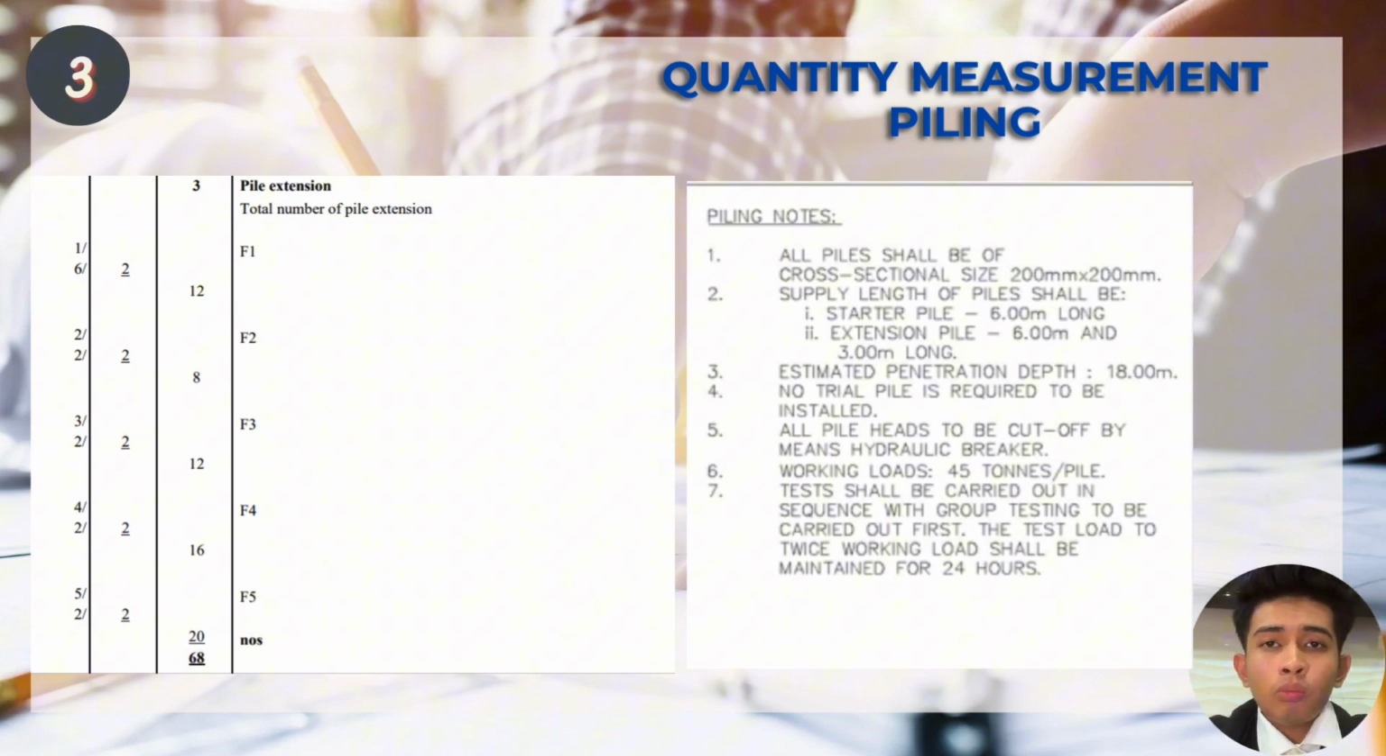So for the second column, we take a 2 because, as you can see in the piling notes, it mentioned that there are 2 types of pile: extension piles, which are 6 meters and 3 meters long. So we assume 2. So we will multiply and we will get the answer from formwork 1 until formwork 5.